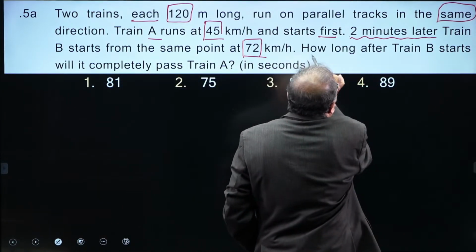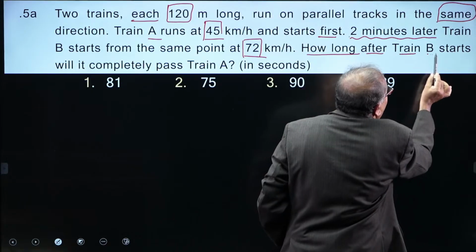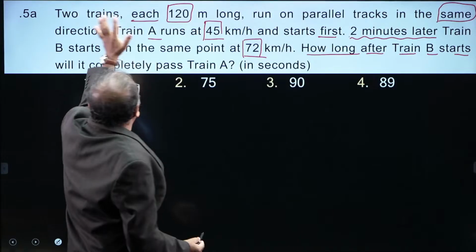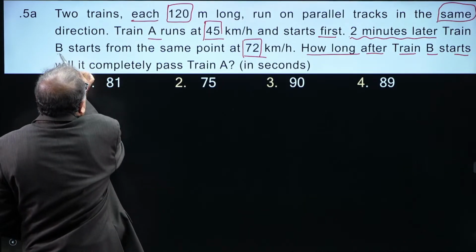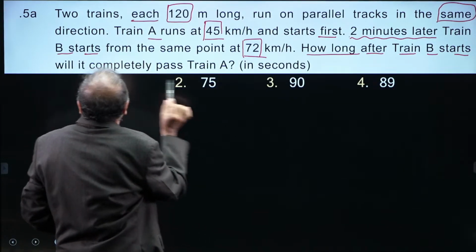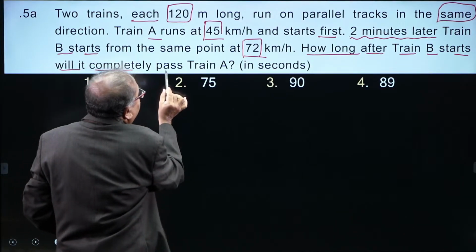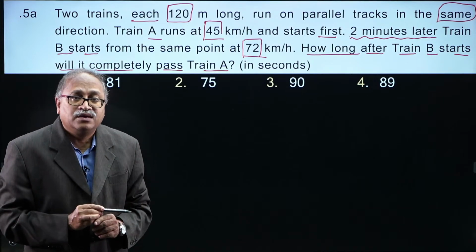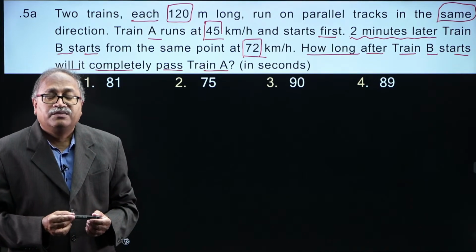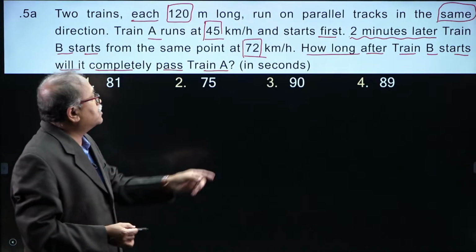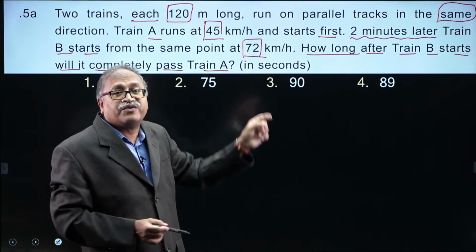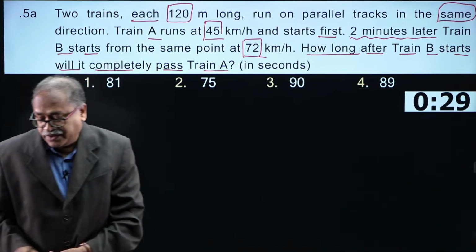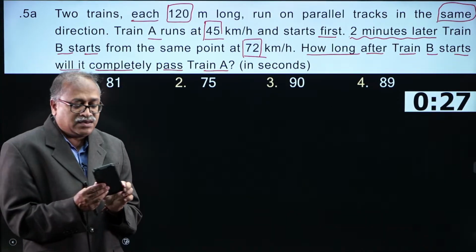Now, how long after train B starts, the train B starts 2 minutes after the first train starts, will it completely pass train A? B will completely pass train A. B started 2 minutes after, but can B overtake A? Yes, because the speed of B is more than the speed of A. Your time starts now. Come on, my young friends, it's just in practice.